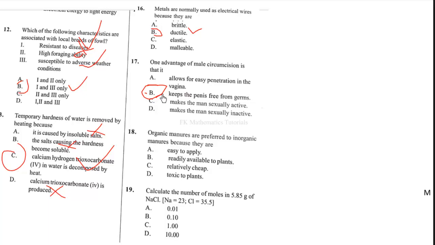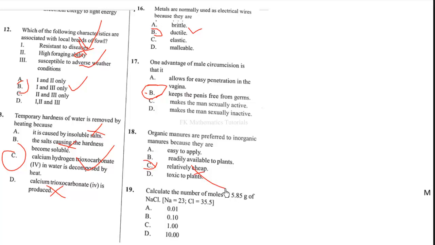Organic manures are preferred to inorganic manures because they are easy to apply. No, they are readily available to plants. It's not true. They are relatively cheap. Yes. Organic manures are relatively cheap as compared to inorganic manures. The D is also wrong. So the correct answer is C.